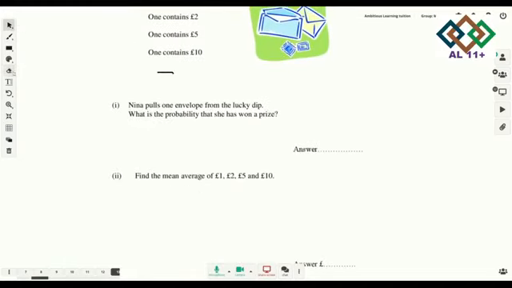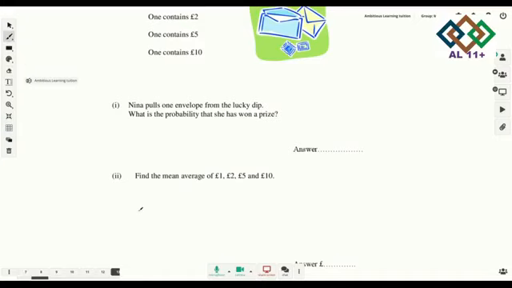Next one says that Neela picks 1 envelope from the lucky dip. What is the probability that she wins the prize? So what is the probability that she will win the prize? So there 10 is the maximum, plus 5, just write down what is given to you, and plus, oh sorry, we are going on to the next one.